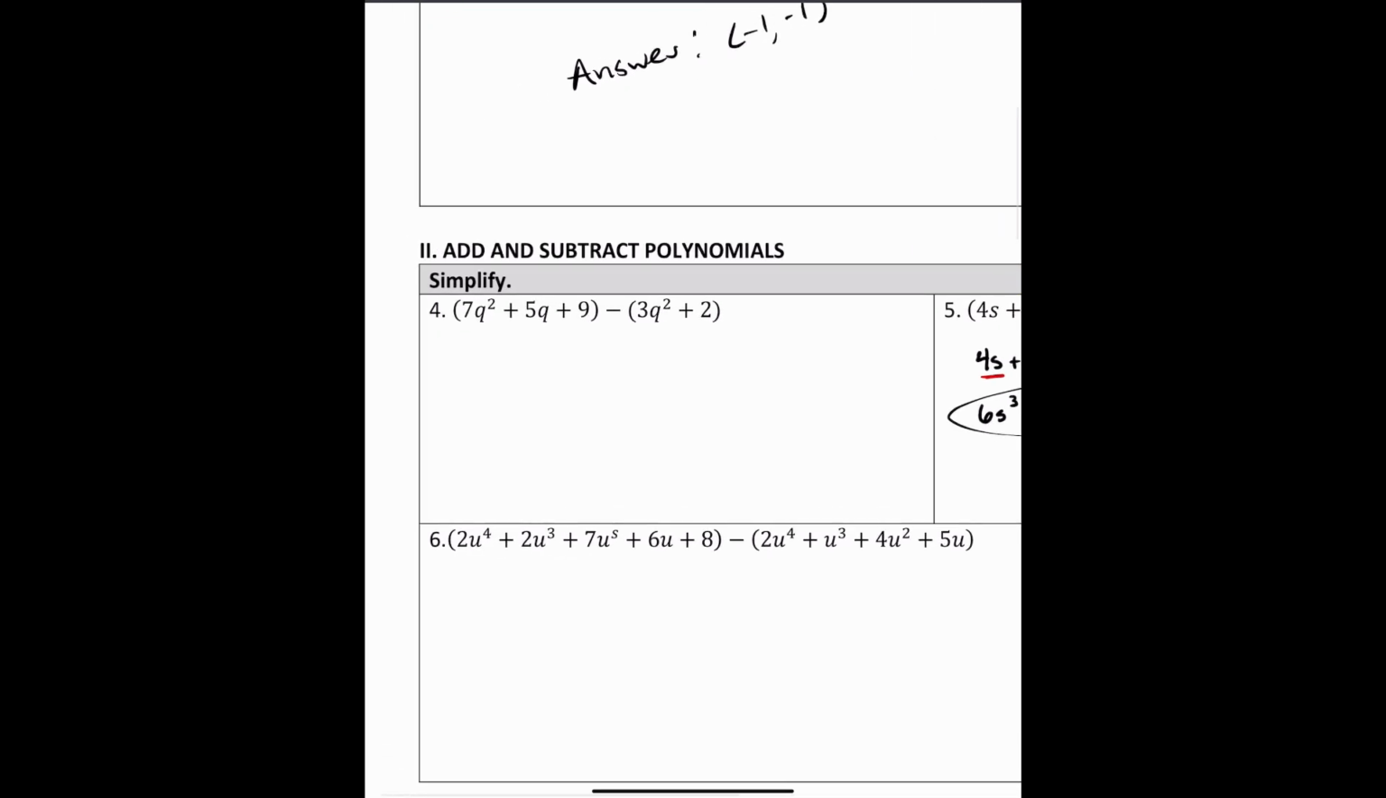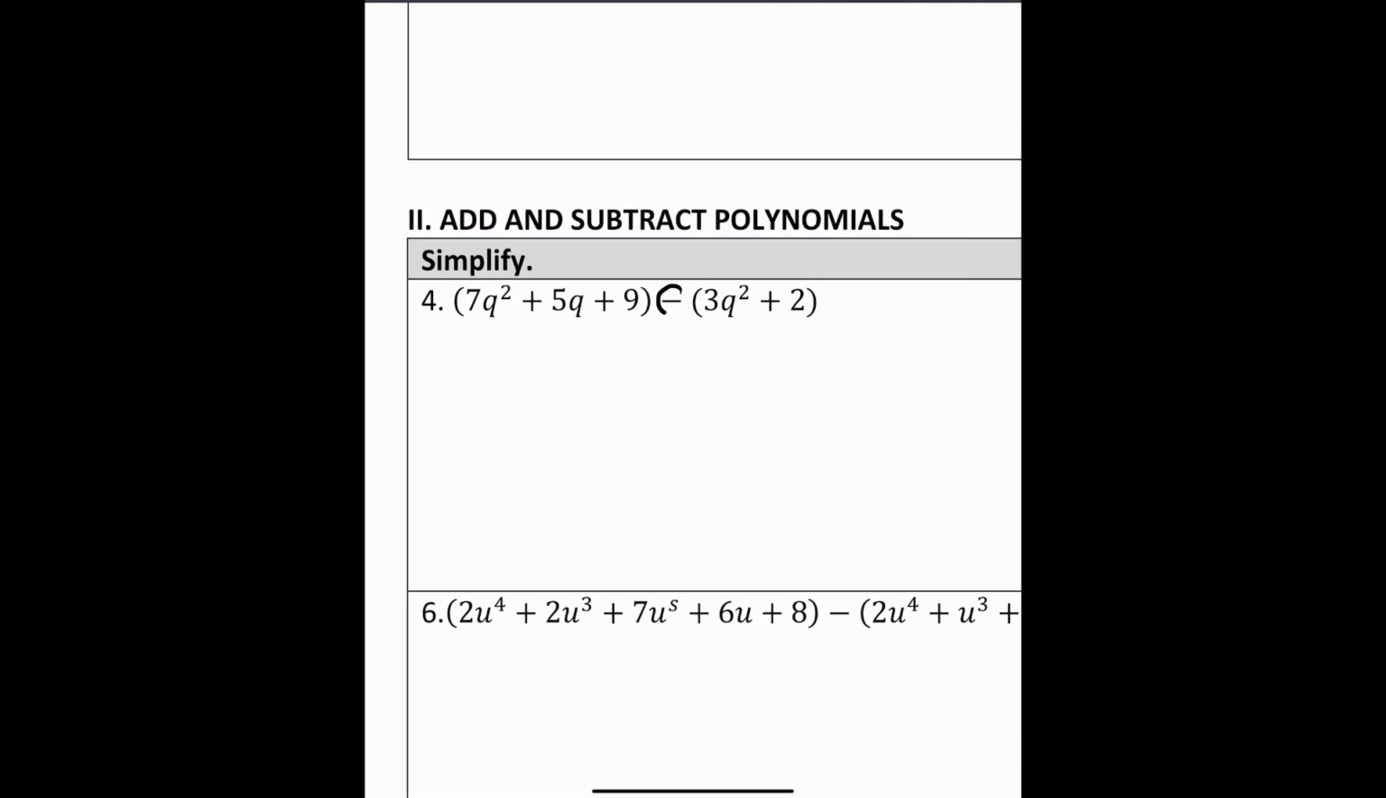Let's go back to number 4 here. So we have a negative this time, so I need to distribute the negative to each term. So 7q squared plus 5q plus 9, and then that negative times 3q squared is negative 3q squared, and our negative times positive 2 is negative 2. Okay, so we're going to start with the largest exponent, which in this case is 2. So 7q squared minus 3q squared, well, what's 7 minus 3? Well, 7 minus 3 is 4, and then we tack on the q squared.